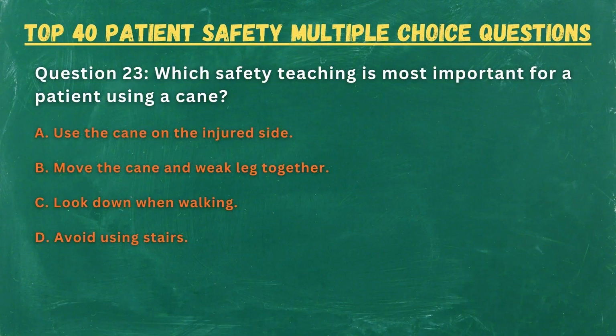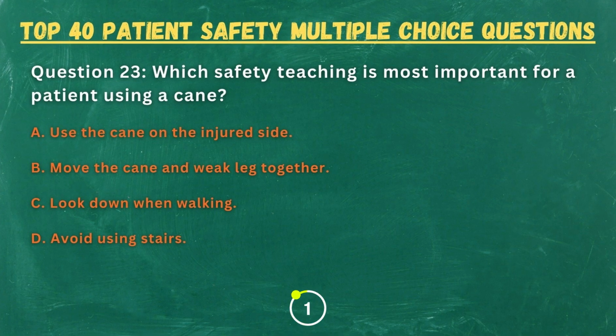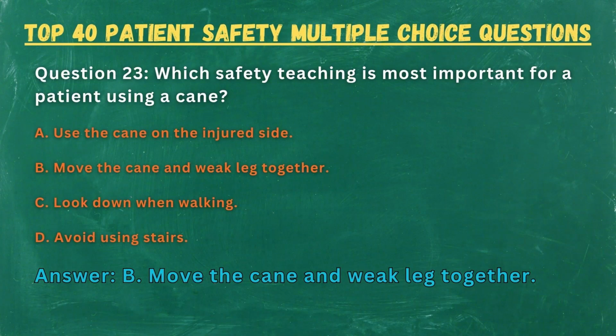Question 23. Which safety teaching is most important for a patient using a cane? A. Use the cane on the injured side. B. Move the cane and weak leg together. C. Look down when walking. D. Avoid using stairs. Answer: B. Move the cane and weak leg together.